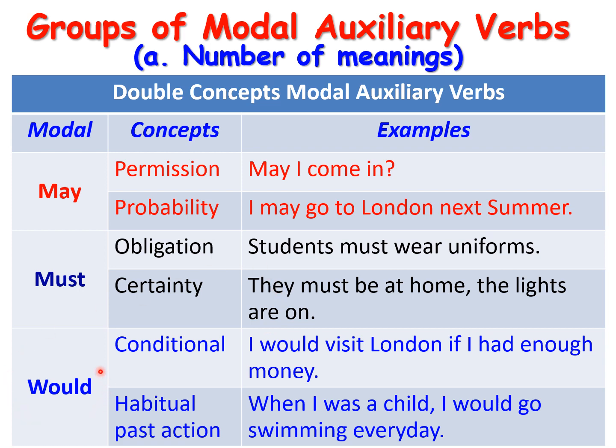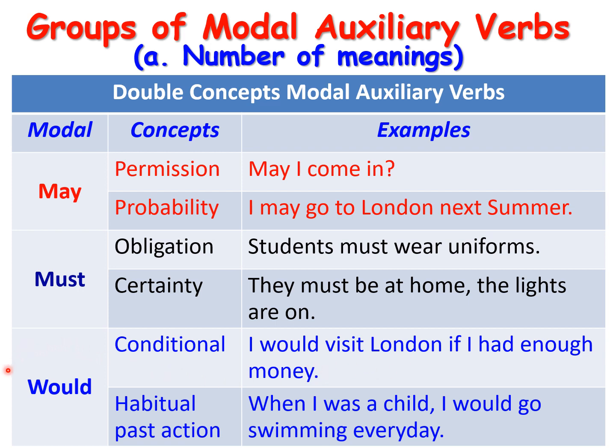The next one is would. The first use is conditional. I would visit London if I had enough money. If I had enough money now, I would go and visit London. But I do not have enough money, so I still cannot go. Whenever I had enough money for my flight and my expenses during the trip, I would go and visit London. All right.